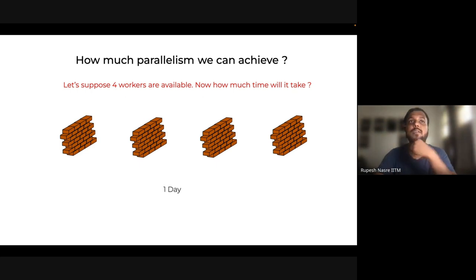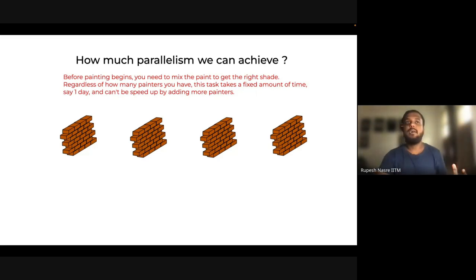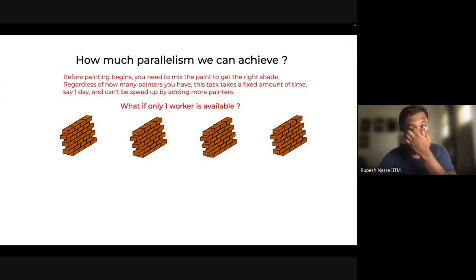Now the question will get interesting. Now I have a constraint at the start, right? Now we have to mix the paint. Let's suppose before painting the walls, I have to mix the paint to get the right shade, right? So regardless of how many painters we have, let's suppose the mixing takes exactly 1 day. We can't speed up the process by adding any number of workers, right? So my question is, how much time will it take a single worker to paint all the four walls, given the constraint that a single day will be consumed at the start, regardless of how many painters are available?